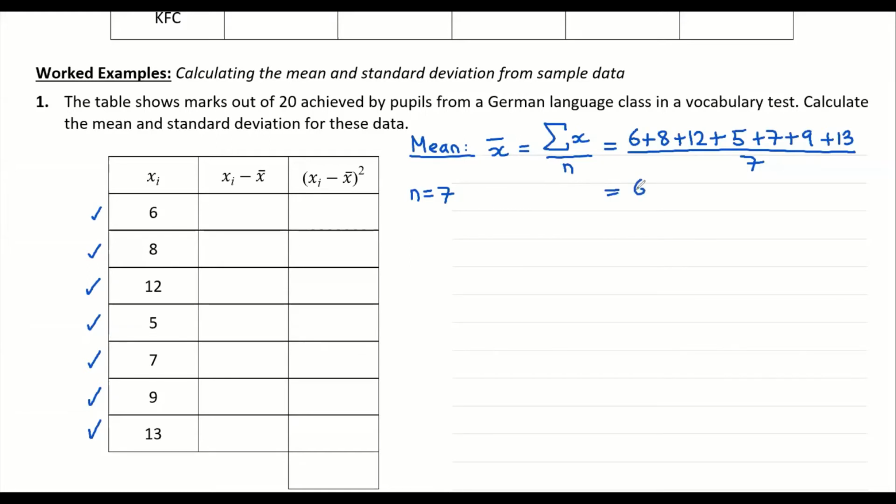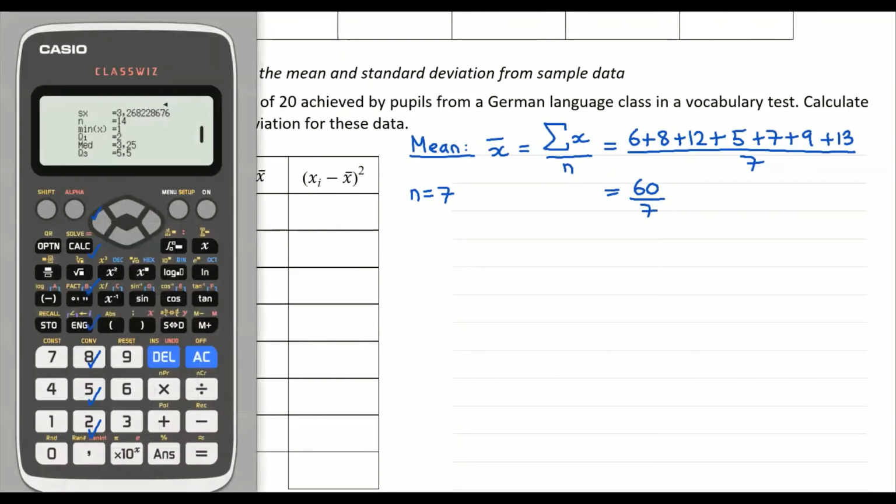So this is equal to 60 divided by 7, which is not a nice number. So we just have to work that out. On the calculator, 60, that's a shift, there we go, Option 1, 60 divided by 7. Now it's going to give us a fraction. What's that? It's about 8.57. So that's the mean. It's not a nice number to 3 significant figures. Right, so we've got the mean.